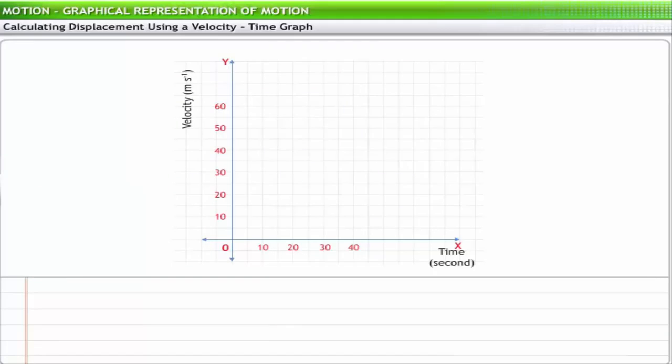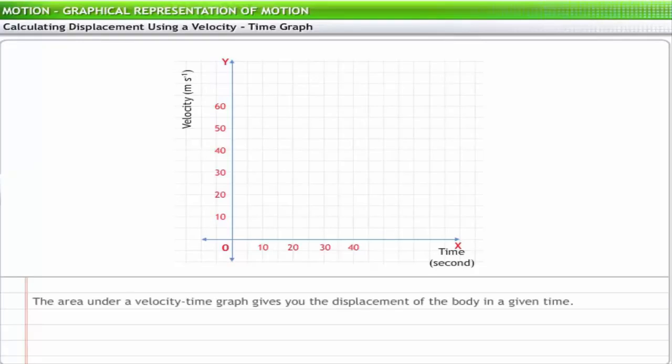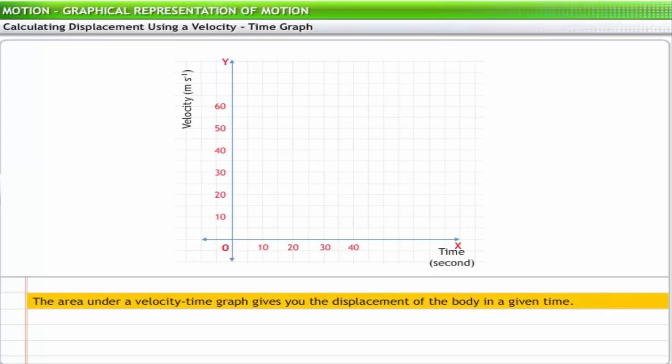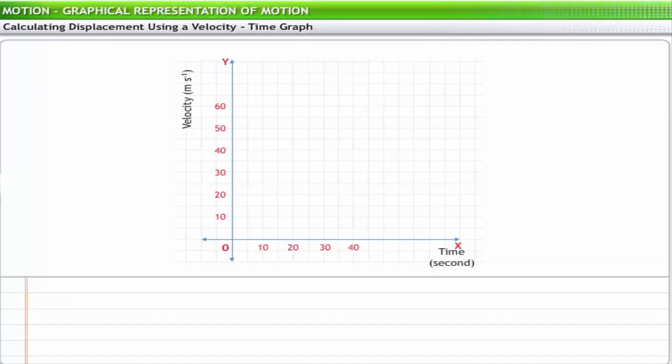Just as you can use a distance time graph to determine the speed of an object, you can use a velocity time graph to determine the displacement of an object. The area under a velocity time graph gives you the displacement of the body in a given time. Consider the velocity time graph of a car moving with uniform velocity, say 30 meters per second. To determine the displacement of the car between points A and B, which represent the position of the car at durations 20 seconds and 30 seconds respectively, draw perpendicular lines from A and B to intersect the x-axis at point C and D respectively.